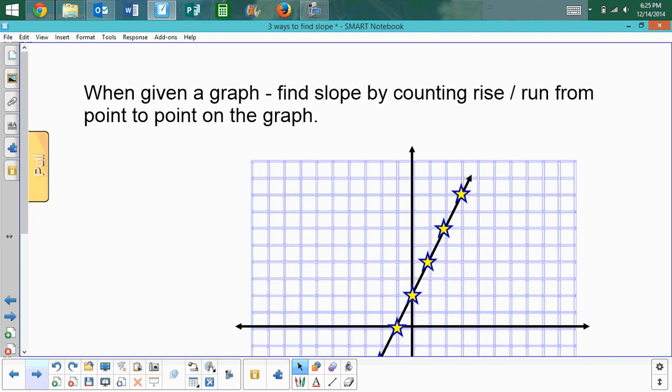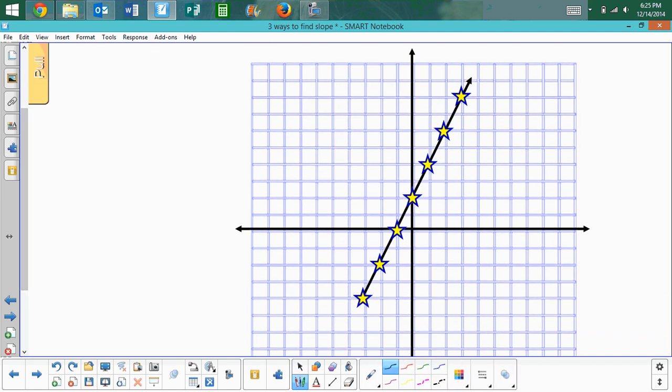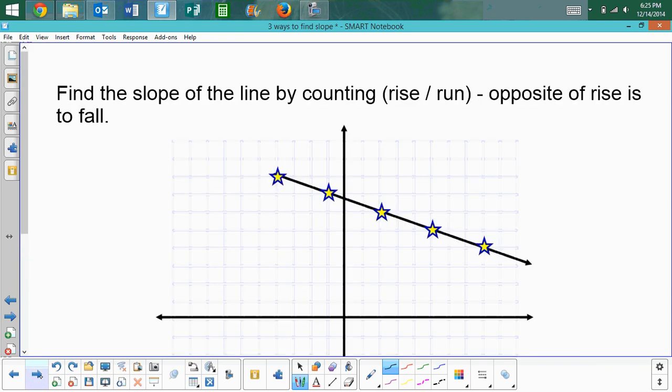Next, we talked about all of the different ways that we could use a graph to find the slope. And to refresh your memory, we count from one point to the next, and we say rise. So this is rise 1, rise 2, run 1. So remember, rise over run. Okay, this one was 2 over 1. Okay, and the same for this.